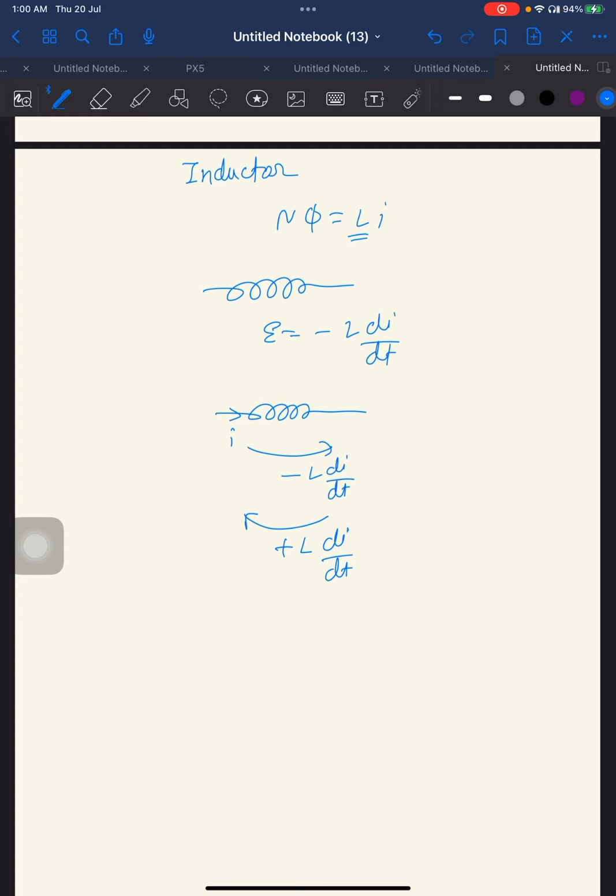I already made you derive the formula of the energy, half L i square, and I said that this energy is stored in the magnetic field, where the energy density comes out to be half B square by mu naught.